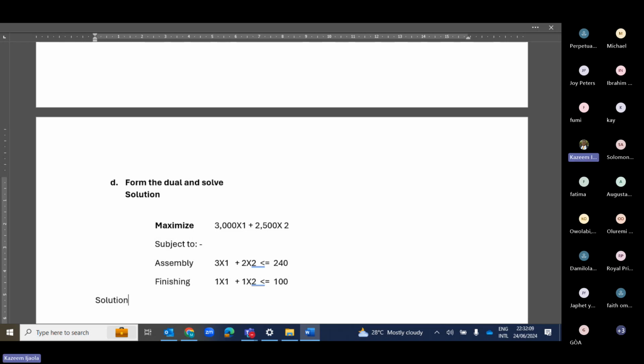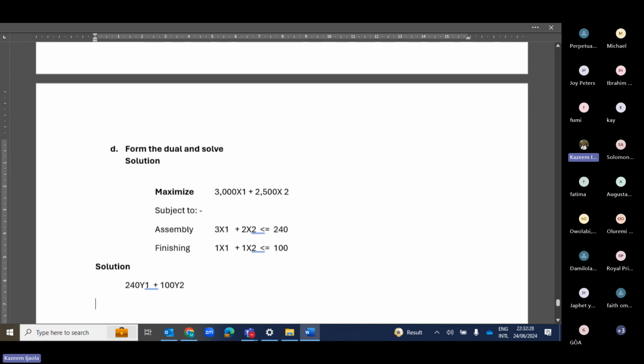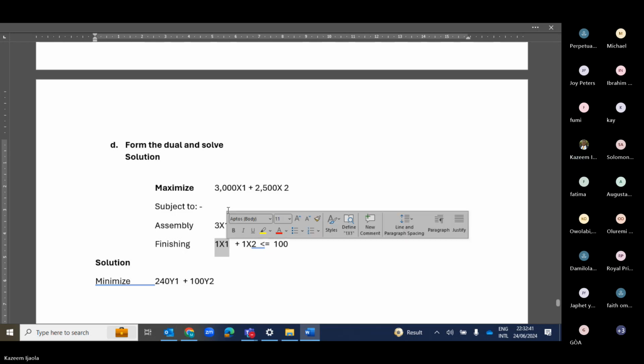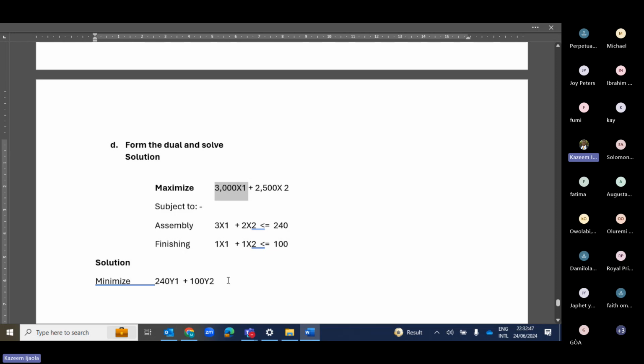Solution. So now I want to minimize cost. I will represent my assembly by y1. So it will now be 240y1 plus 100y2. This is my objective function now: minimize the cost. Now, what are the constraints? The constraint will now be this 3y1 plus this y2. It will now be greater or equal to 3,000 because it is a minimization concept.